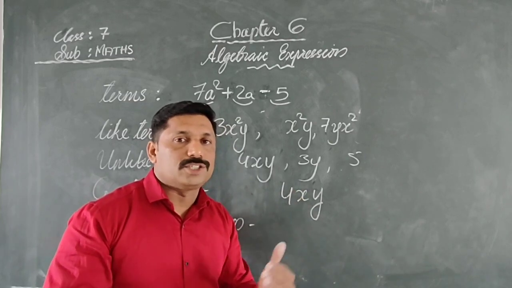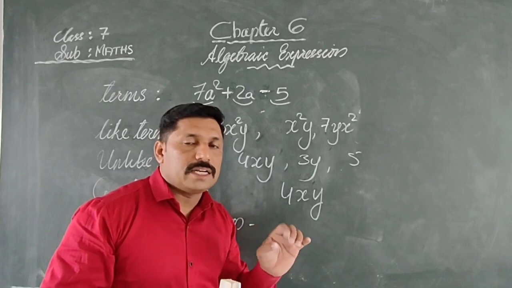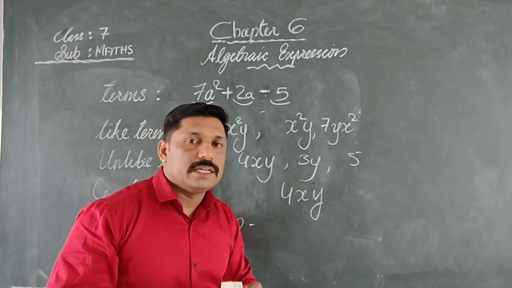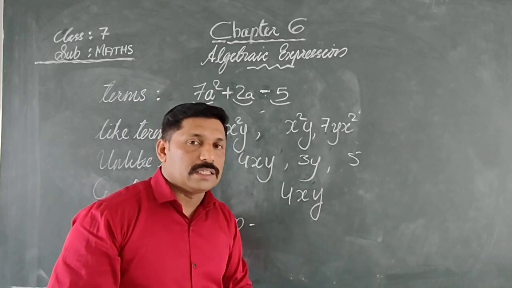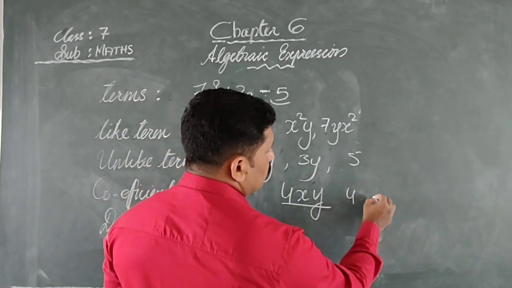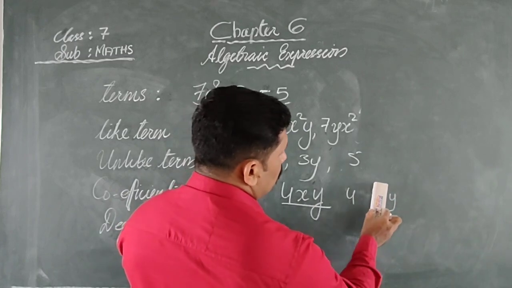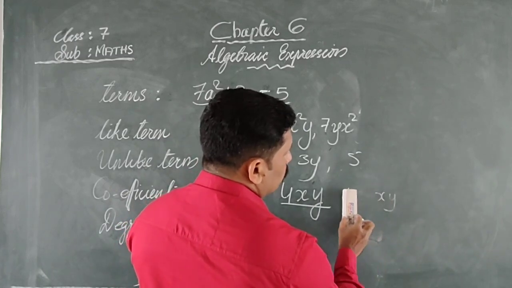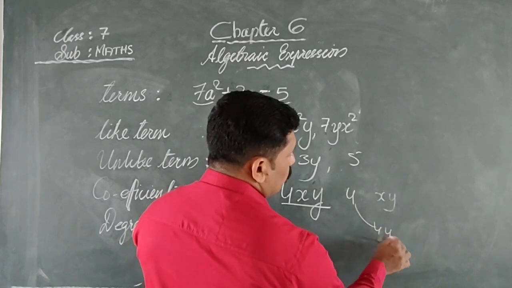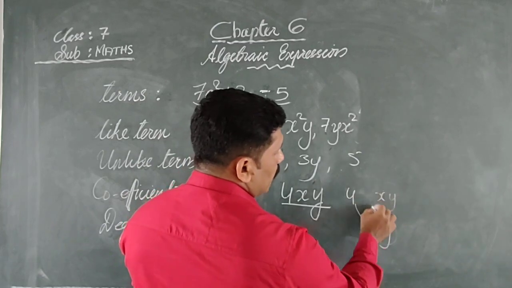They are coefficients of each other. In a term, the quantity that is multiplied with another quantity is a coefficient of the other quantity. For example, in 4xy, 4 is the coefficient of xy. If we consider the coefficient of x, after leaving out x, we take only 4 and y. 4y is the coefficient of x, and 4 is the coefficient of xy.